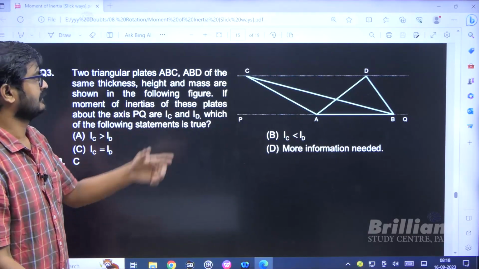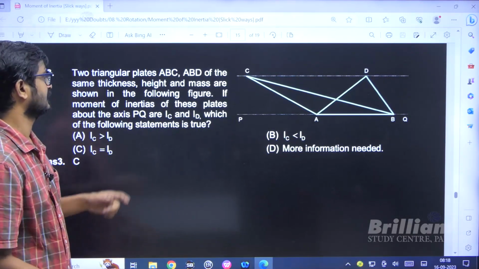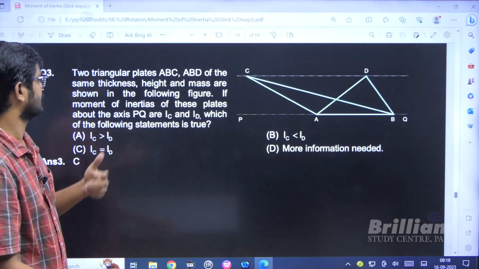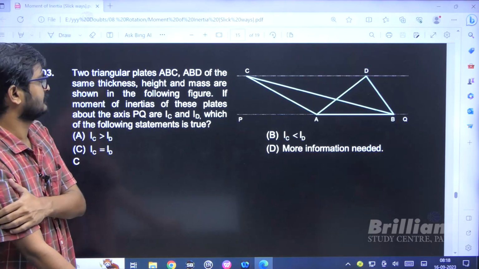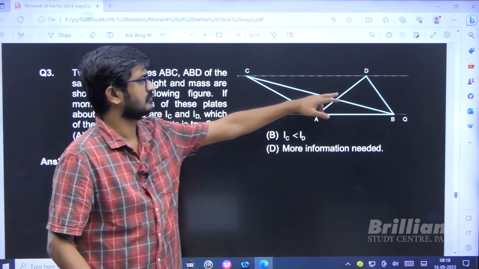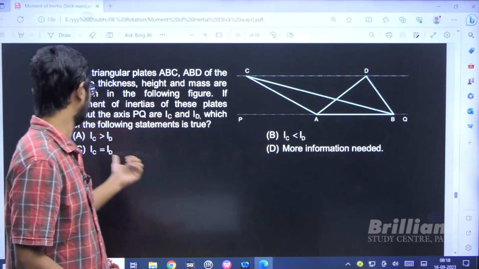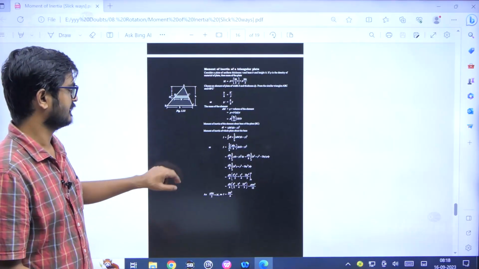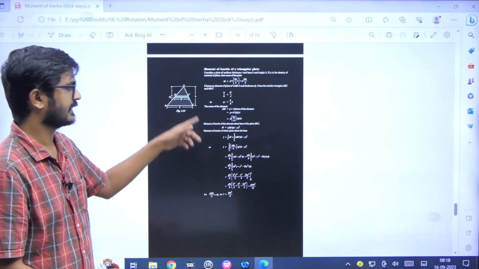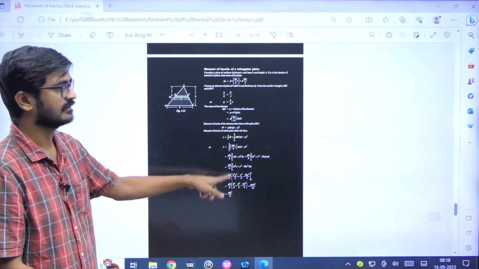Two triangular plates ABC and ABD of the same thickness, height and mass are shown. The moment of inertia of these plates about the axis PQ. So these two plates will have the same moment of inertia. That's what the answer says. Anyway, that will come from here. Generally, if you do the integration for any triangular plate, it depends on only the height and the mass.